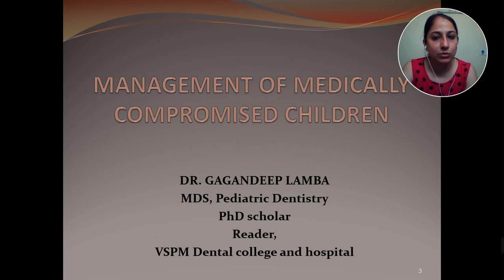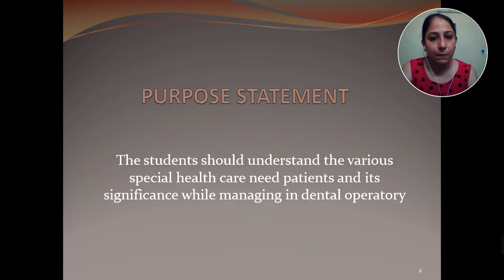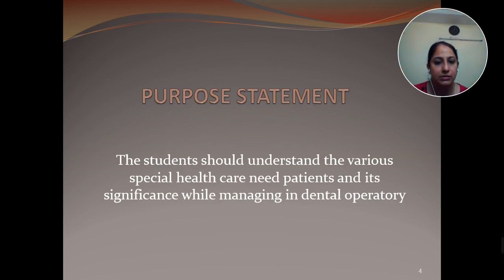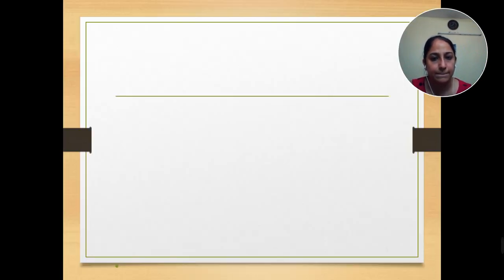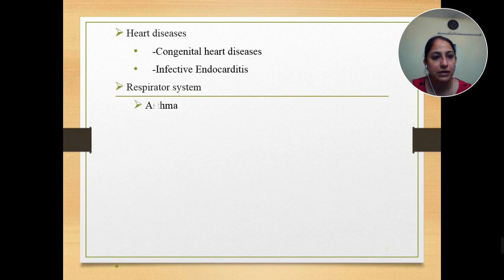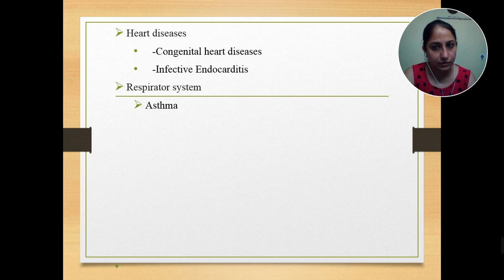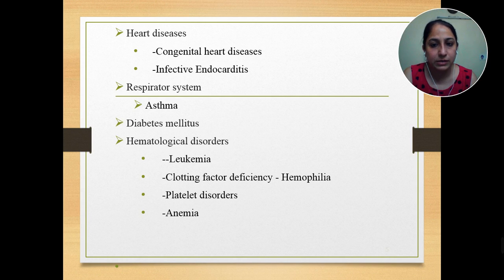Today we will be starting with the topic Management of Medically Compromised Children. The student should understand the various special healthcare need patients and its significance while managing in dental operatory. We will be dealing with this under the following headings: heart diseases, that is congenital heart diseases, infective endocarditis, respiratory system asthma, diabetes mellitus, and hematological disorders which include leukemia, clotting factor deficiency, that is hemophilia, platelet disorders, and anemia.